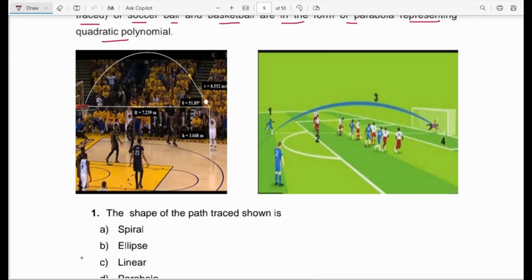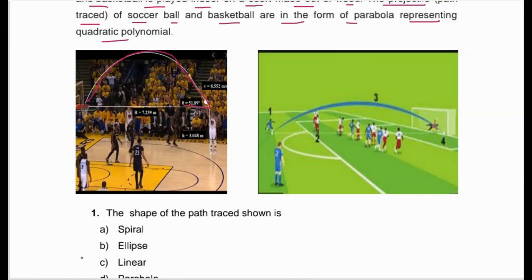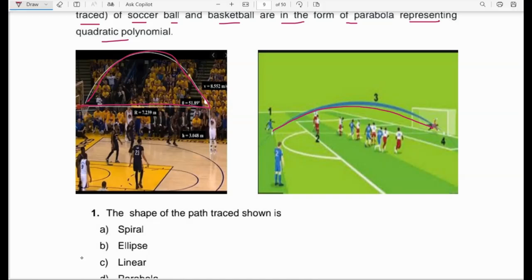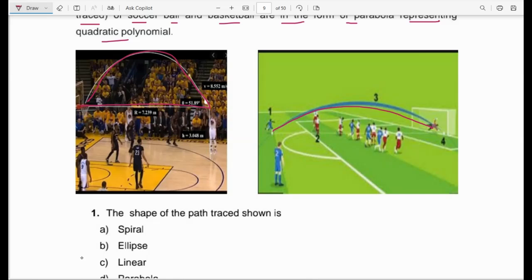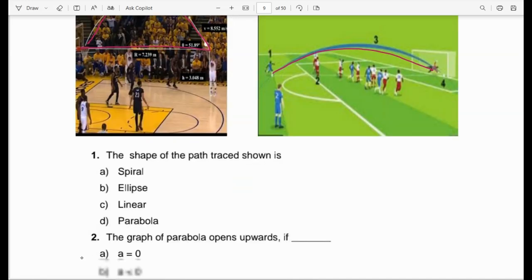So you can see here we have both. Here it is in the form of a parabola, which has been shown, and here also the player has to hit in the form of a parabola. The arrangement of the soccer and the basketball is both in the form of a quadratic polynomial, that is, in the form of a parabola. So now they are asking you the shape of the path traced shown in the diagram, which is it? It is a parabola.